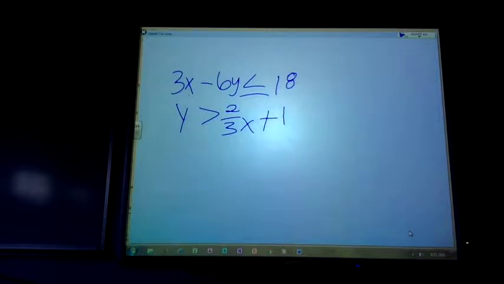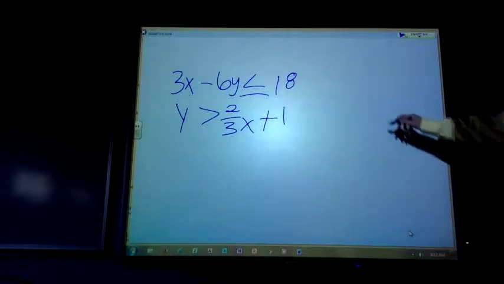So are we solving this for the intersection of the points? Are we graphing it? Graphing. Okay, so this is definitely a graphing problem. And one of you had said one of the lines is solid, one of them is dotted. Absolutely correct.